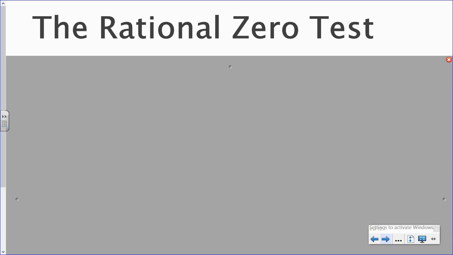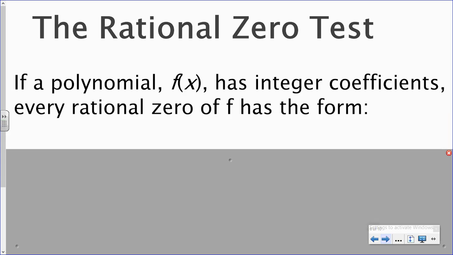Okay, the rational zeros test. If a polynomial has a rational zero, they are going to be in the following form. Now, I'm going to undo my screen shade, and you can write down what you need to, and then we'll talk about it. This is something that you went through in Algebra 2. You've been introduced to this.